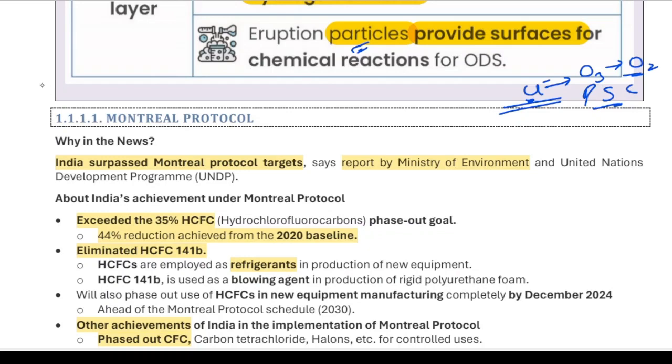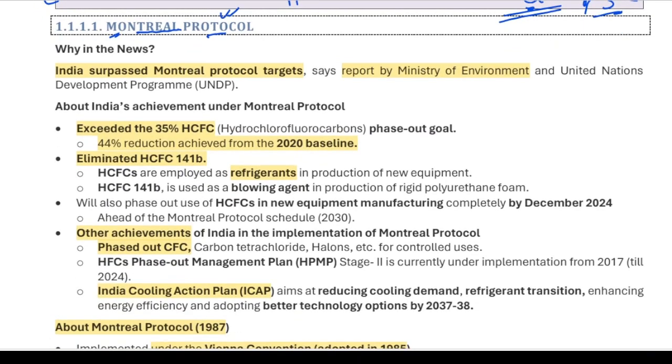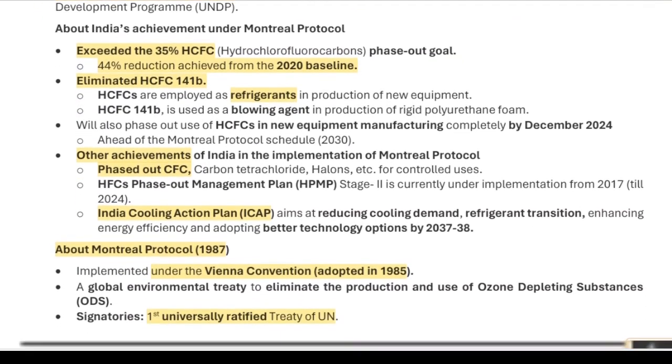Okay, this was all about the recent activity. Now moving to the Montreal Protocol. In the part before, I discussed that some of our human actions, some steps we have taken, reduce the depletion of the ozone layer. And what were the steps that we took? We took the Montreal Protocol. Let us first discuss what this protocol is all about.